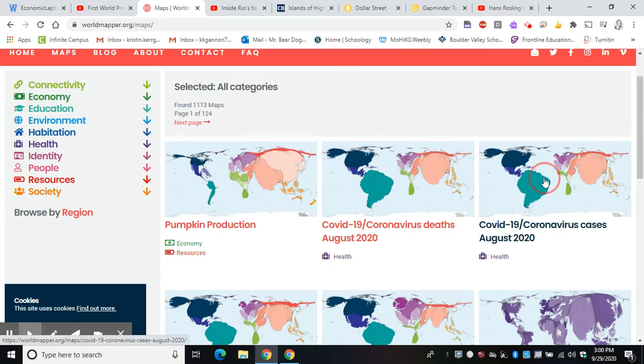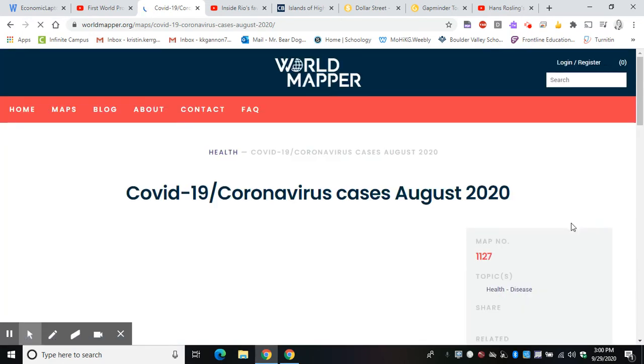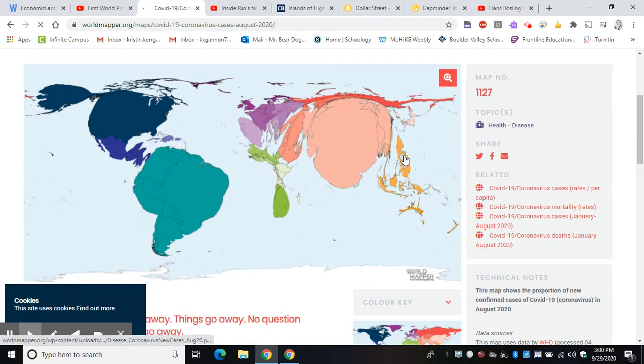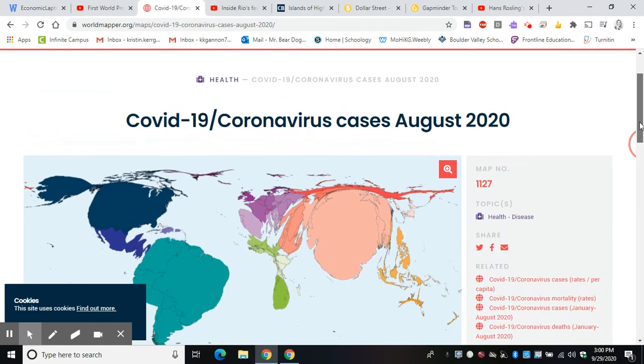So like here is coronavirus cases. So if I look at this map, I'm kind of waiting for it to load here. If it's large, that means there's a lot of coronavirus cases. And if it's small and kind of scrunched, then there's not as many corona cases. And so this is called a cartogram. And you're going to analyze different cartograms for a bunch of different topics. And then you're going to look for patterns.